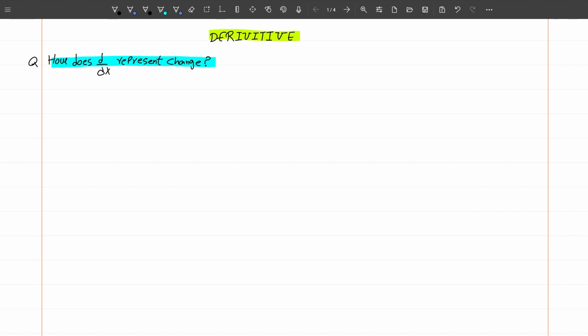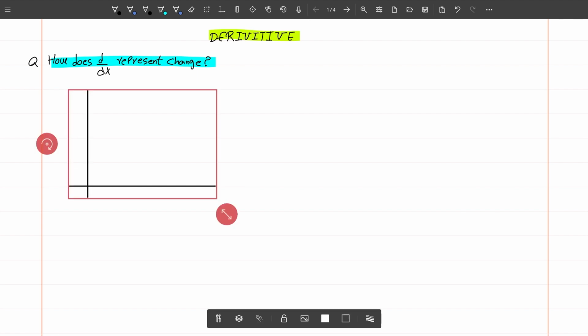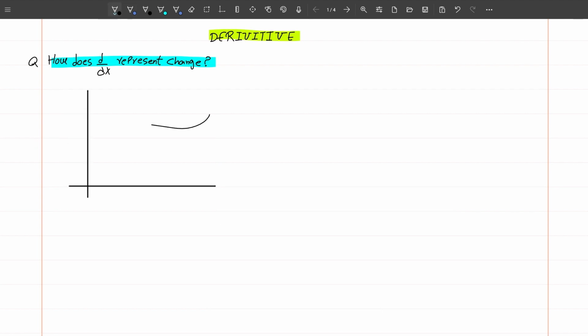So a function has a curve. We plot this curve on a coordinate system. Let's say this is the curve representing f of x, and the derivative is supposed to give me the slope of such a line. Slope of this line.